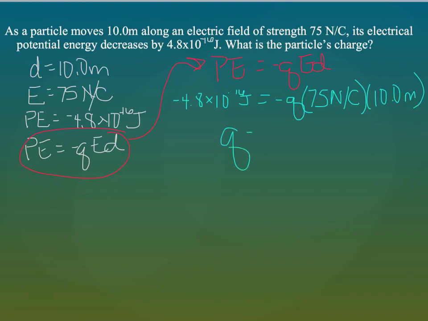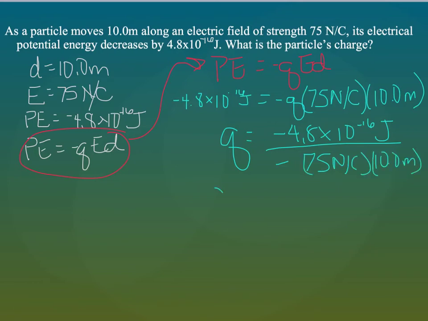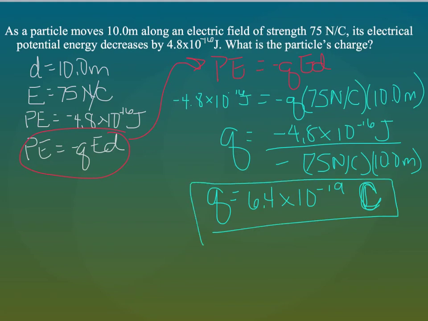If I rearrange this and solve for Q, I get Q equals negative 4.8 times 10 to the negative 16th joules divided by negative 75 newtons per coulomb times 10 meters. When I plug that in, I end up with Q being a positive 6.4 times 10 to the negative 19th. The units cancel out to coulombs, because charge is measured in coulombs. This is our final answer, and you notice the two negatives cancelled out and gave us a positive value for Q. That helps us know we did the problem correctly.